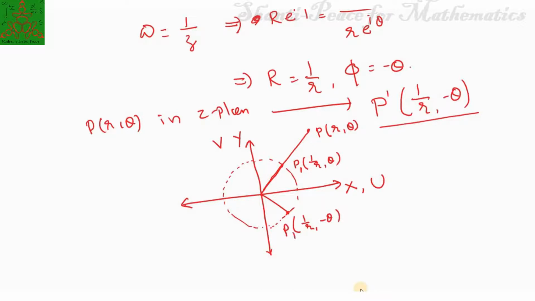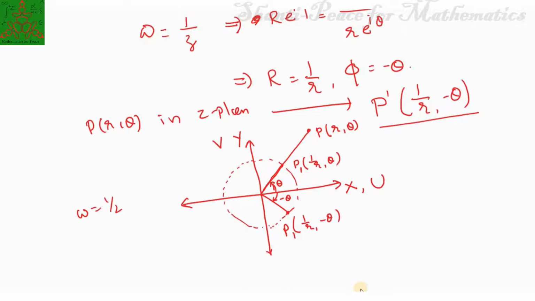So the image of this point is this, and if this is your theta value, this has to be minus theta if you go in the reverse direction. This is in this direction. Thus w = 1/z is the inversion of z with respect to the unit circle.